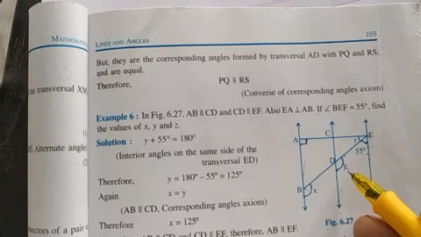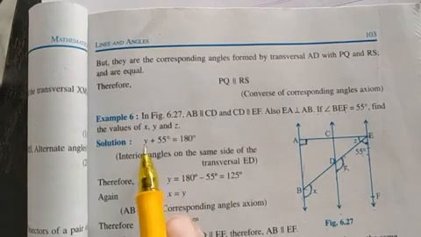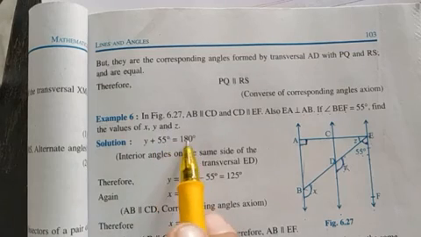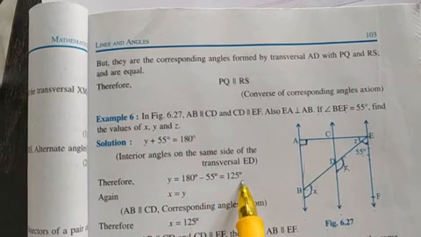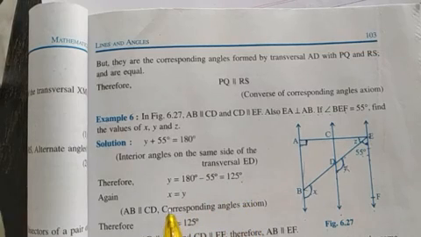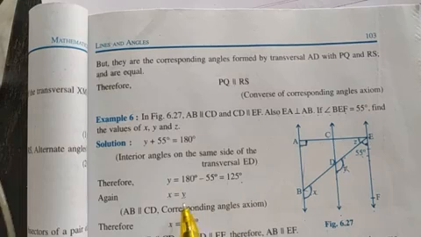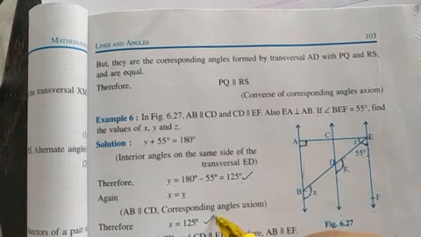Okay, so the sum of y plus 55 is 180, because the sum of co-interior angles is what? 180. So y plus 55 is equal to 180. When we transfer the 55 to this side, then y is equal to 180 minus 55, which is equal to 125. I think it is clear. And most important, x is equal to y, as we proved earlier. So the value of y is 125, so the value of x is also 125 degrees. Two values are calculated here, the value of y and the value of x.